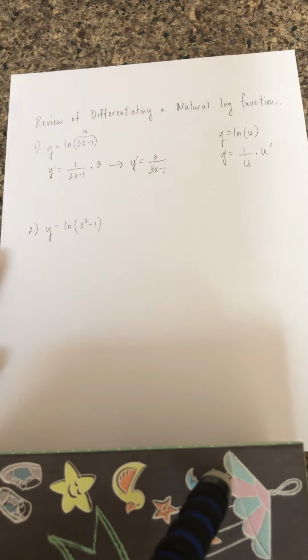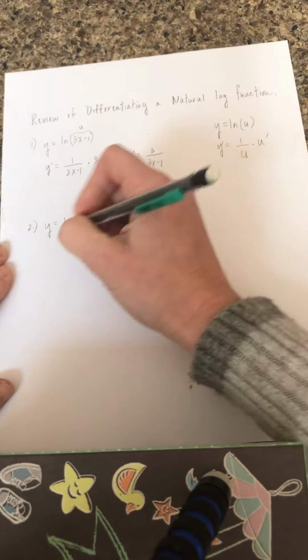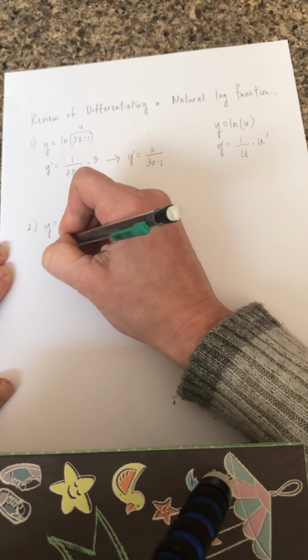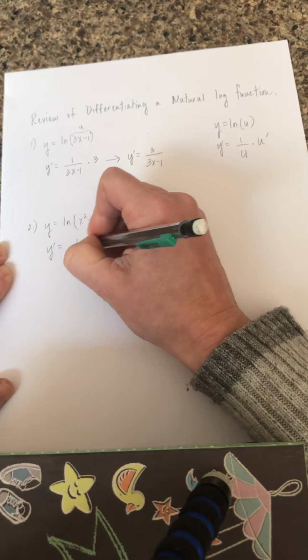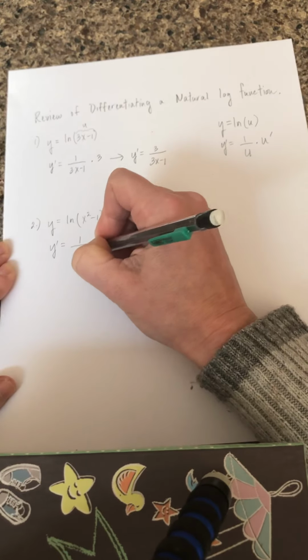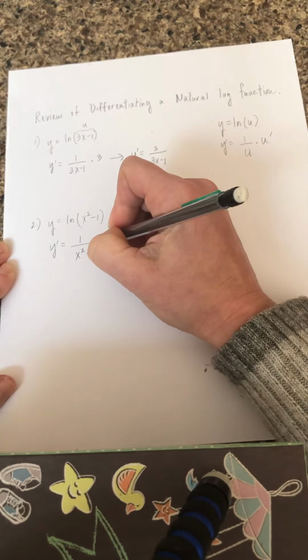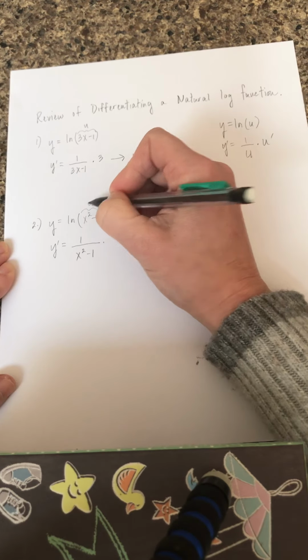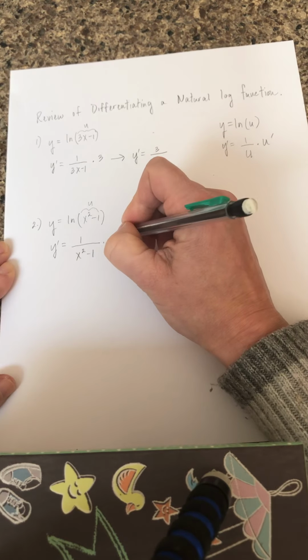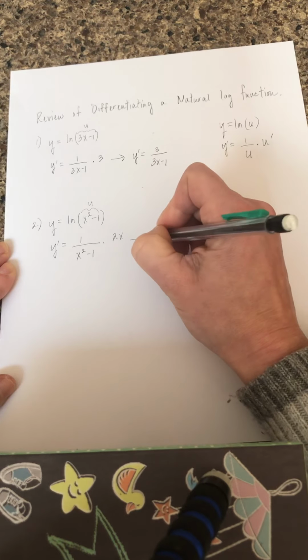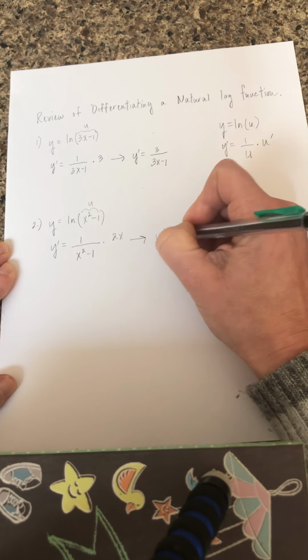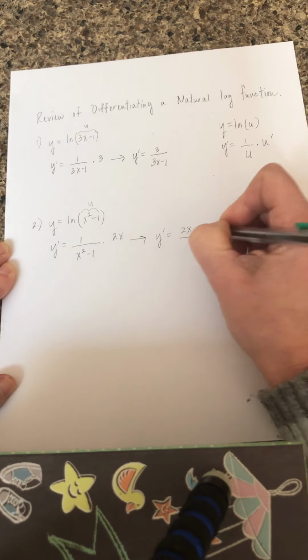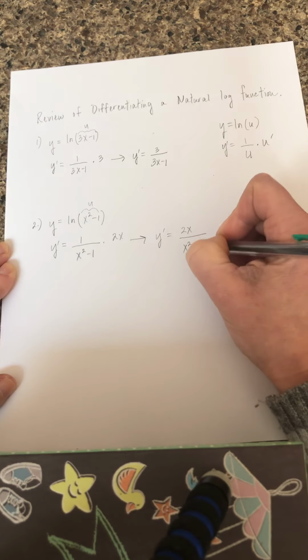So that would lead us to a final answer of 3 over 3x minus 1. Okay? Number 2, just do the same process. So y prime would be 1 over x squared minus 1 times the derivative of our u value itself, which would be 2x. And that would lead us to a final answer of 2x over x squared minus 1.